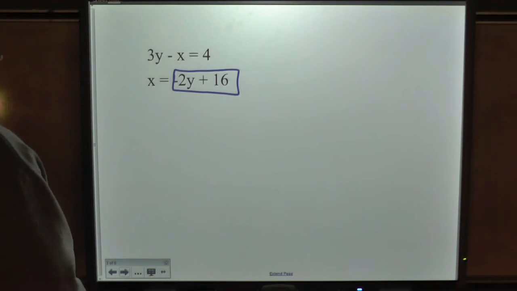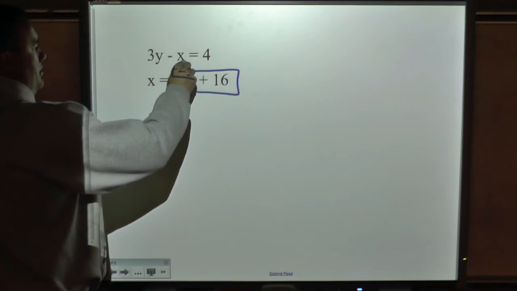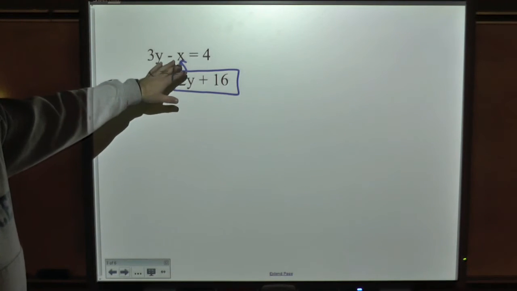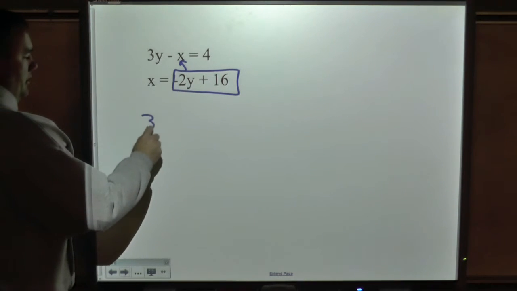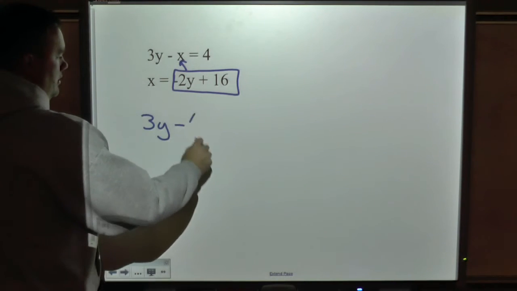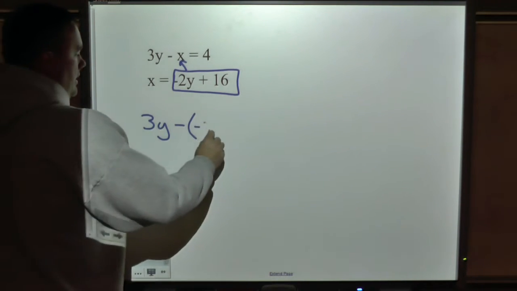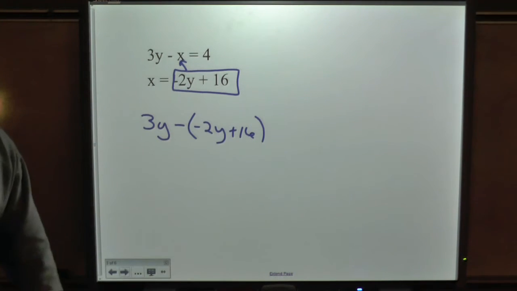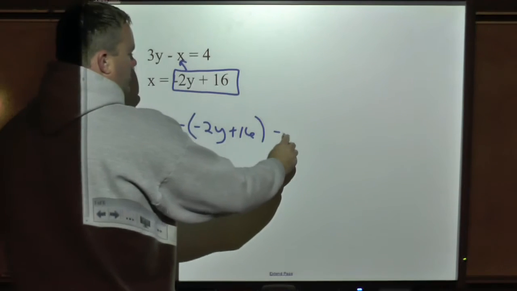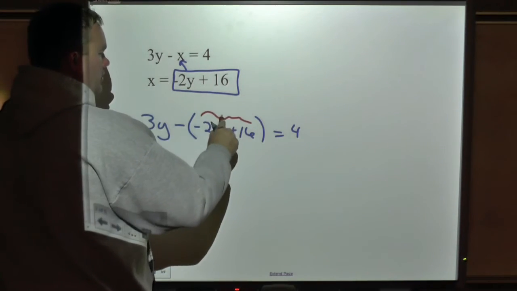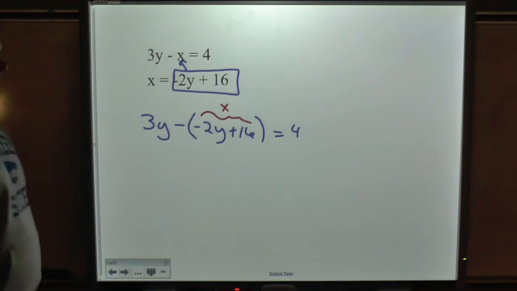You want to take that value and substitute it into the other equation, 4x. Well, I want to make sure that you write this one correctly. We've got a 3y. Then it says the opposite, or minus, and we're going to put this in parentheses: negative 2y plus 16. These parentheses are very important. And that's all equal to 4.